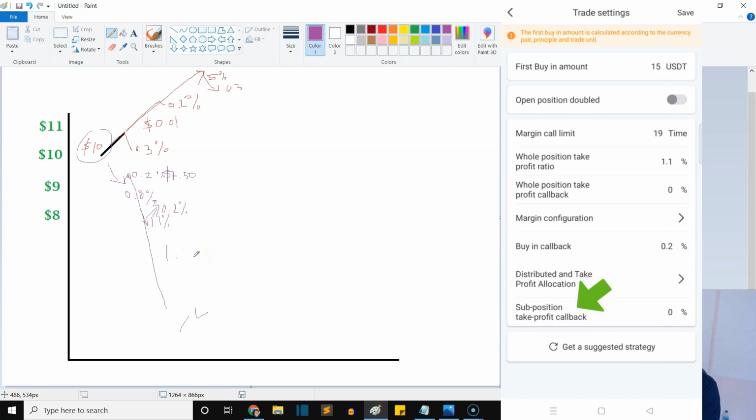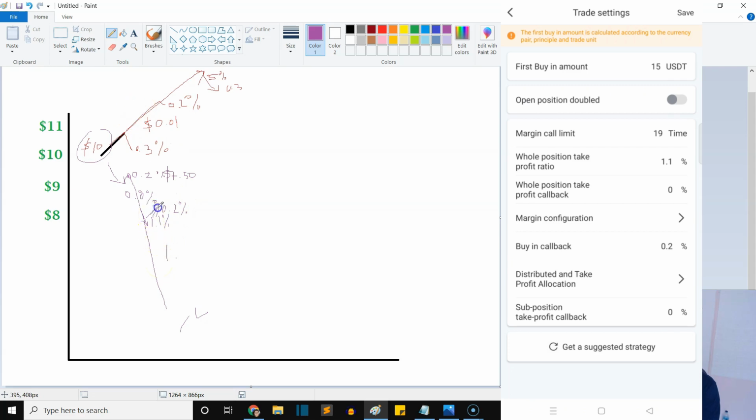Now, sub position take profit callback is the same as hold position take profit callback. Now, if you see there's open position double on the top right here, if you click it, it means that you can double your first buy-in amount, which is only for a certain strategy. It's for an aggressive strategy, with the condition that you have a big capital in your account. Okay, guys.